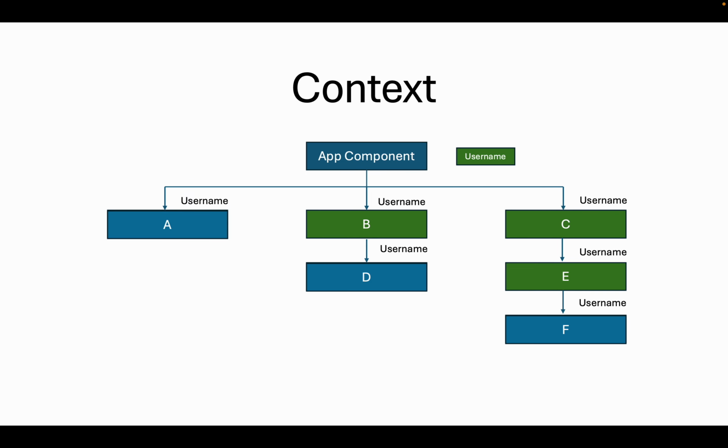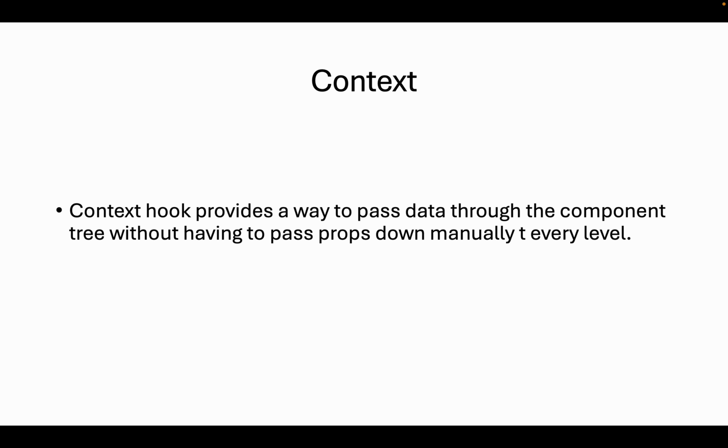There is a new feature introduced in hooks by React JS called the context hook. What will the context hook do? The context hook will allow us to use certain data from the root level directly at any level of the component. Like you can pass the data at the root level, the app component level, like the username you can set up in the context, and you can directly access that username from components A, D and F without passing the username manually through the props. So let's see what context brings us.